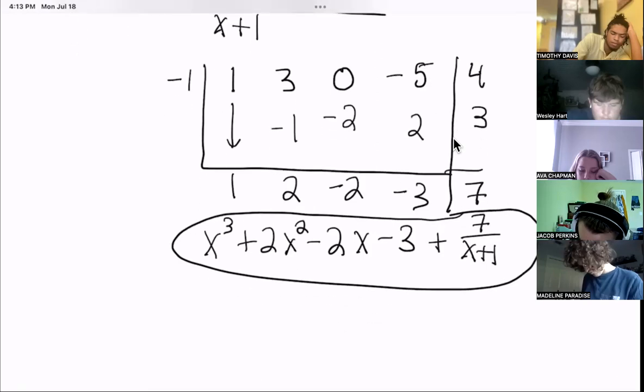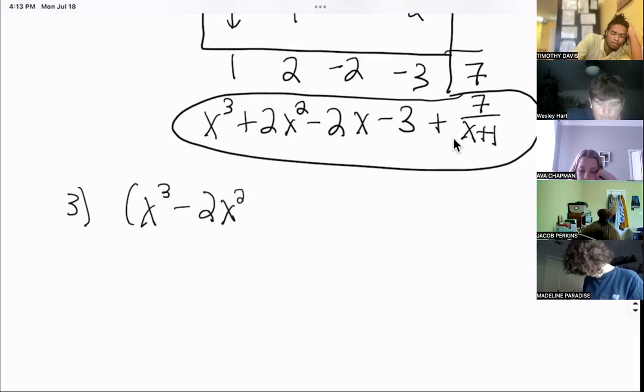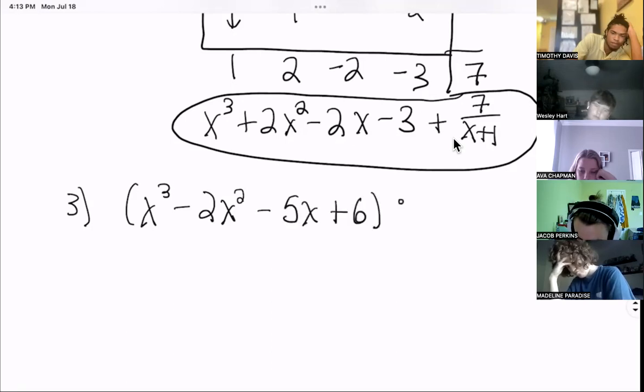Okay, let's do another one. X to the third minus 2x squared minus... Well, how if I look at the right one? Sorry, I looked at the wrong problem. Minus 2x squared minus 5x plus 6 divided by x minus 3.